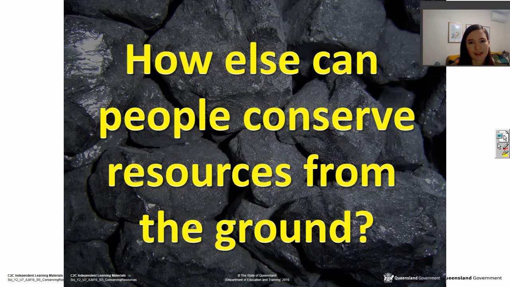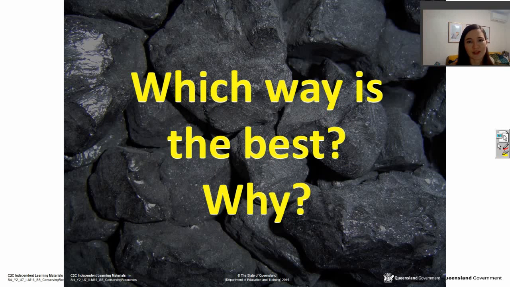So there's lots of things that we've talked about these last 5 weeks. Have you been putting any of them into practice? Have you been taking shorter showers? Have you done any gardening where you've tried to maybe use a watering can and not turning on the sprinkler? And which way do you think is best?